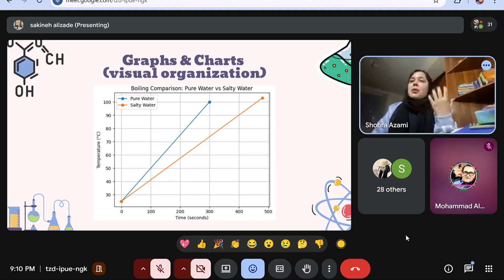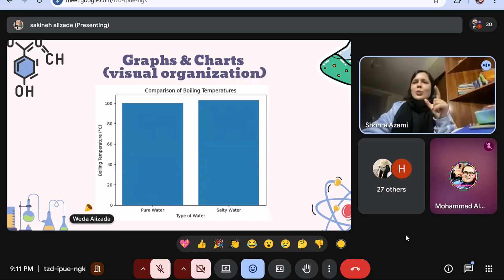This is the graph. It's so perfect. I really like it because it's based on the data we collected. So you see the boiling comparison, pure water versus salty water: as the number of minutes increases, the temperature is also increasing. Next slide. This is just one type of graph that we have.